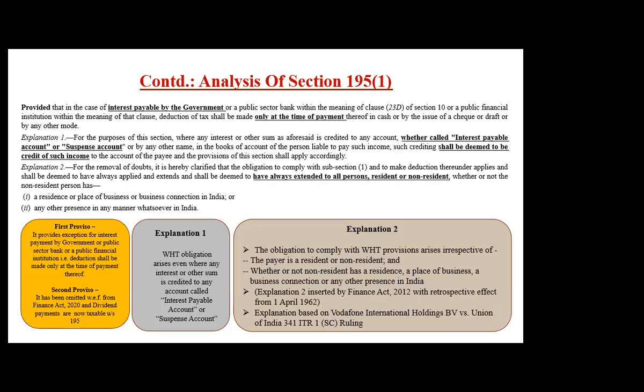Of course, we will not go into a deep dive on this, on explanation 5 of section 9 subsection 1, because that is itself a Pandora's box. So I will not go into that. But that was the thrust of it, that payment to a non-resident is always a part. It has in fact been changed with retrospective effect from 1962. That is what they are saying.